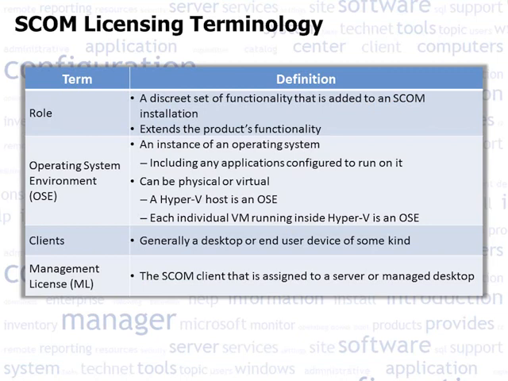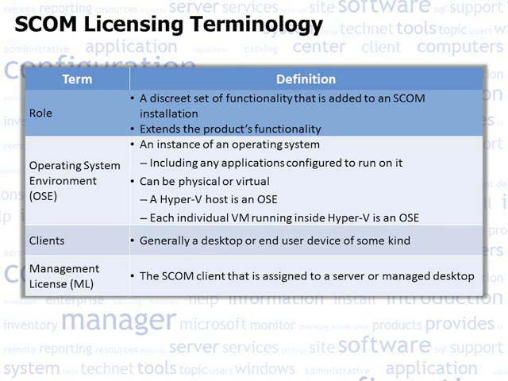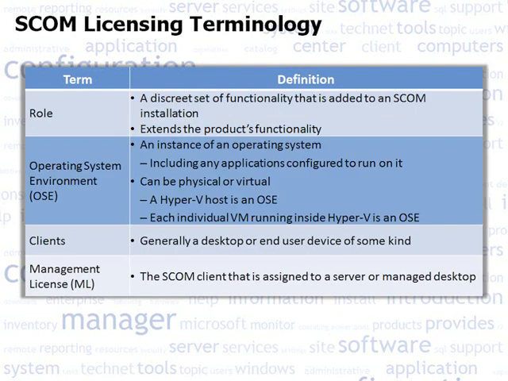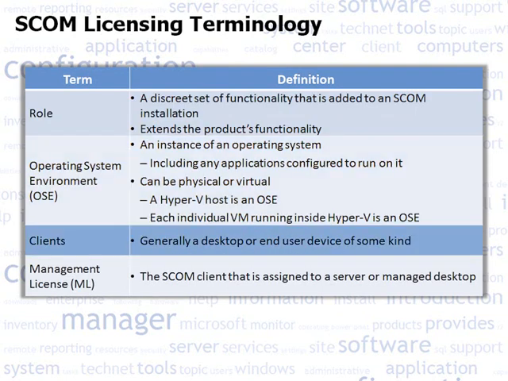So there's some other terminology that you should understand. First of all, a role. A role in Operations Manager speak is a discrete set of functionality that's added to an Operations Manager installation. And the intent of a role is to extend the product's functionality. For example, if you add a data warehouse role to a server in your Operations Manager environment, you're adding the data warehousing capability for long-term reporting to Operations Manager. Now, we just talked about an operating system environment, so I won't talk about it again. But then we have clients, and this could be a desktop or an end-user device of some kind.